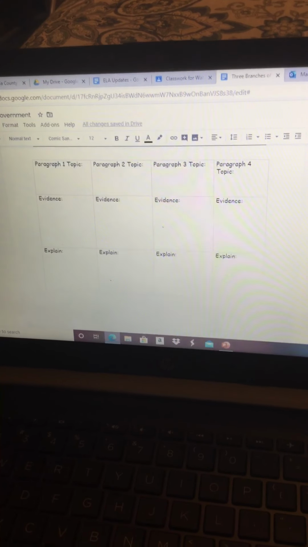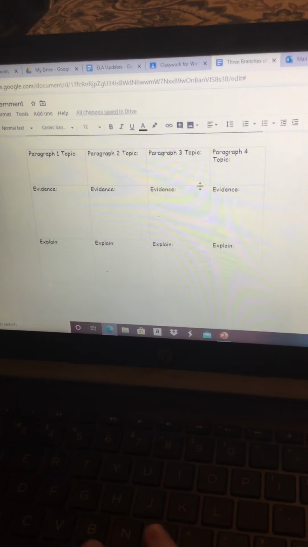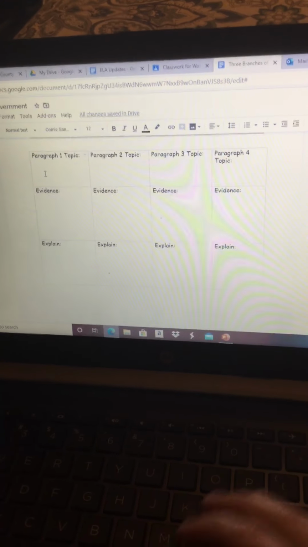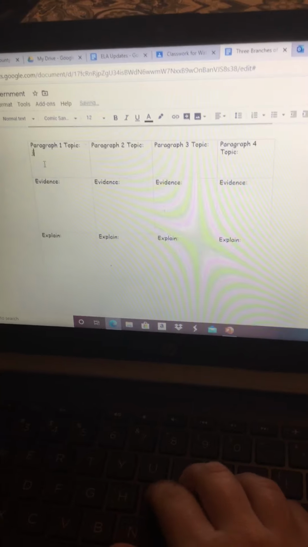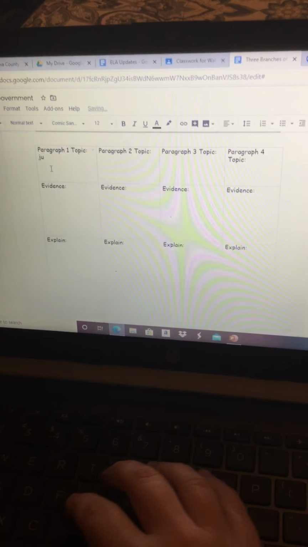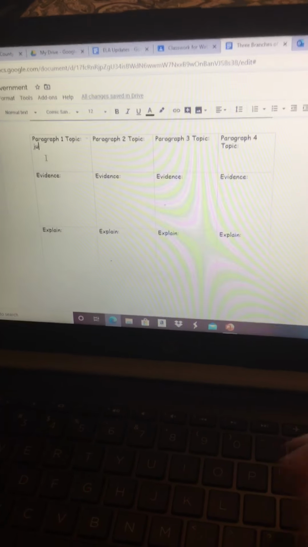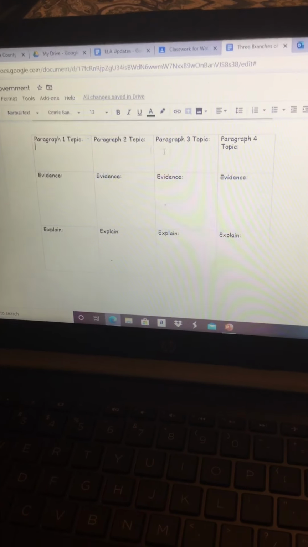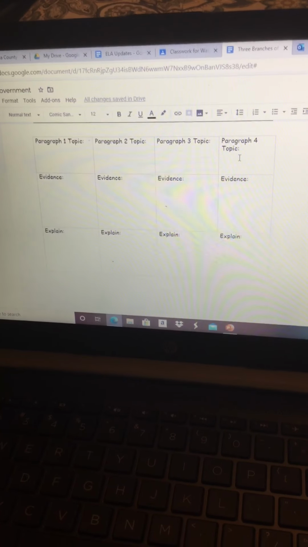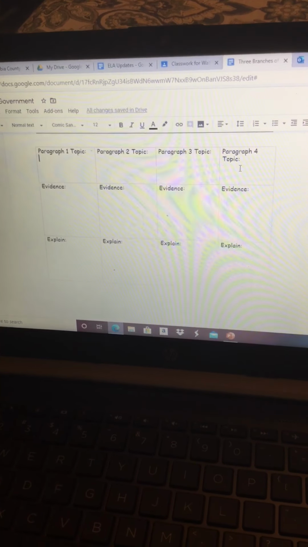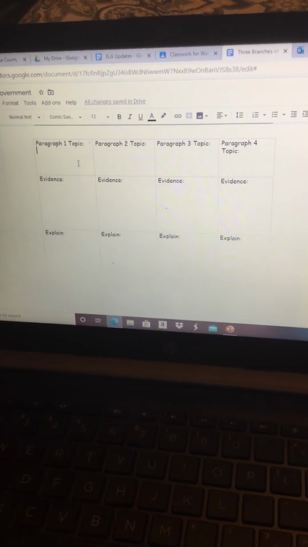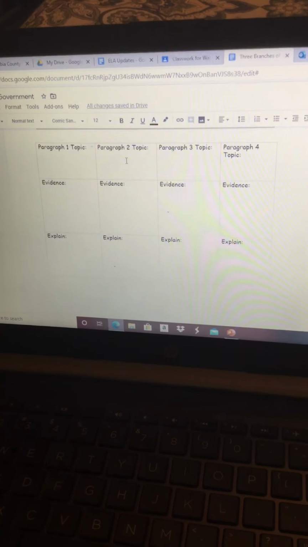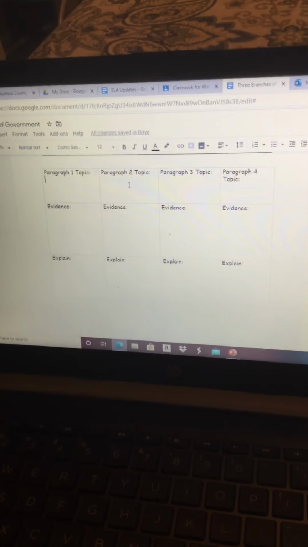Then your child gets to decide how they're going to organize their writing. They may choose to do a paragraph for each branch of government. For example, they might choose to do the judicial branch. Then they might choose to do the executive, legislative, and then checks and balances. Another option is to do 1 paragraph about all 3 branches, executive, legislative, and judicial, and then do another paragraph about checks and balances. It's really up to them.